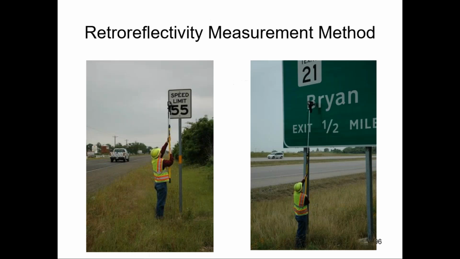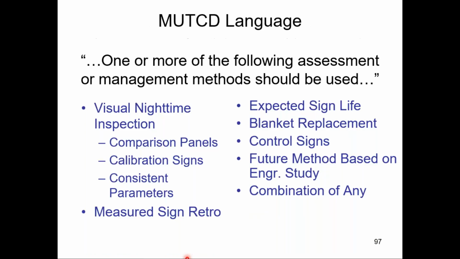That brings us to the second assessment method. And remember, with the assessment methods, we look at or touch every sign. That's what makes them the assessment method. And when I say touch, here's what I'm talking about. Notice we're using an instrument, the retroreflectometer, which is a contact instrument. It needs to be in contact with the sign sheeting to get a reading of the R value, the retroreflectivity value. And so again, in the assessment methods, this is called measured sign retro.